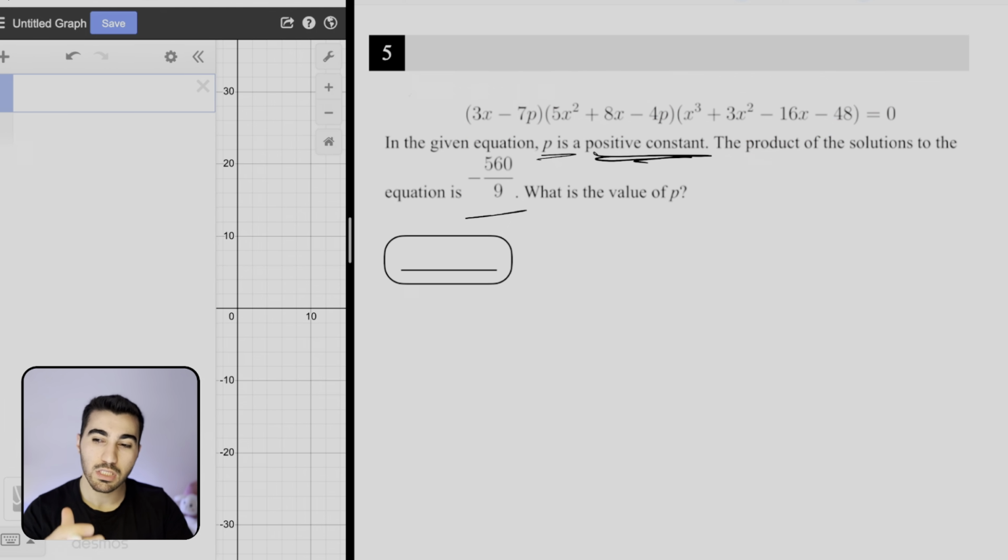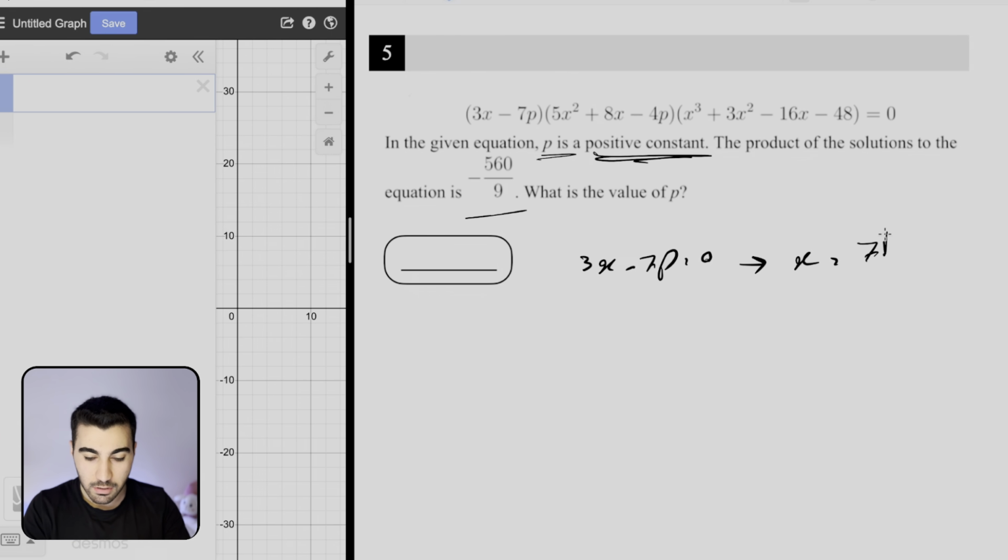So we're looking for the zeros of these factors one by one, and that's why the equation already gave us the equation in the factored form. So what makes this expression 0 here? I'm going to set 3x minus 7p equals 0 and solve for x. X is going to be 7p divided by 3, right? So the zero of this factor is 7p over 3. Let's go for this one.